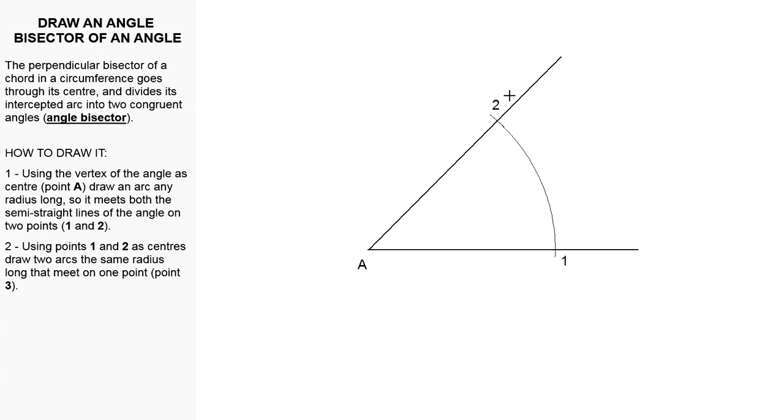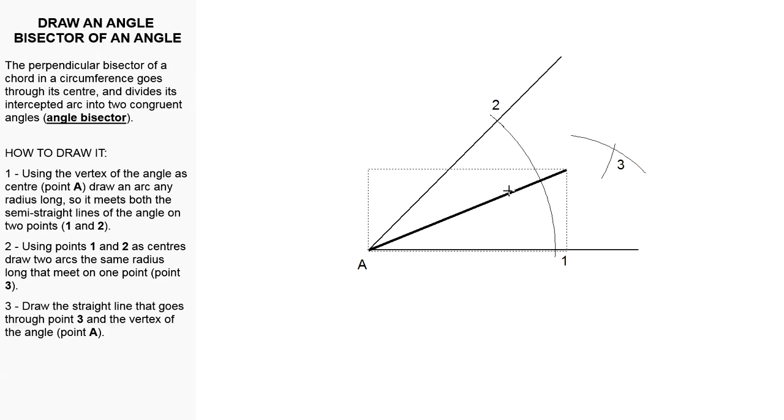Then we draw the perpendicular bisector of the chord 1, 2, which is not necessary to draw. Using points 1 and 2 as centers, and the radius we want, as long as it's noticeably longer than half the length of the line segment 1, 2, and without changing the radius, we draw two arcs that meet at this point 3. The angle bisector of angle A is the line that goes through points 3 and A.